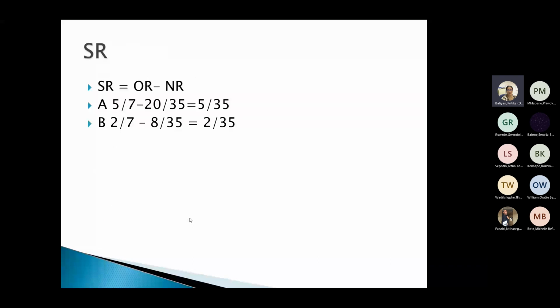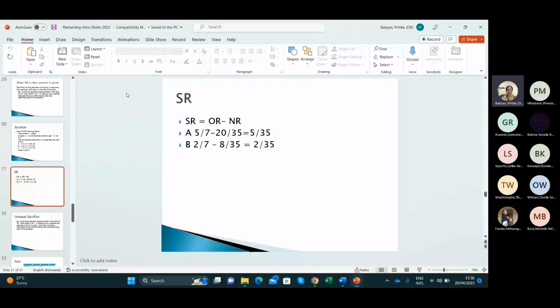Then if you want to know how much each partner has sacrificed, we just apply the simple formula. Sacrifice ratio is equal to the old ratio minus the new ratio. So the old ratio is 5/7 and the new ratio is 20/35. You use simple mathematics here. When you are subtracting fractions with different denominators, you have to make the same denominator on both sides. Like here, 7 and 35.